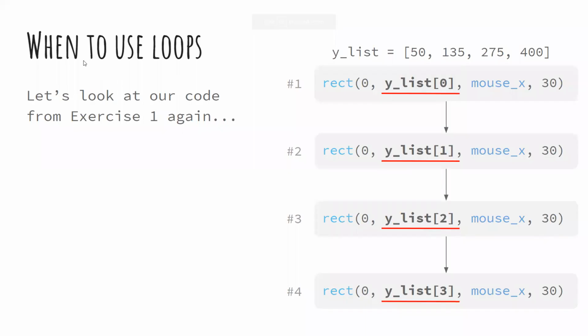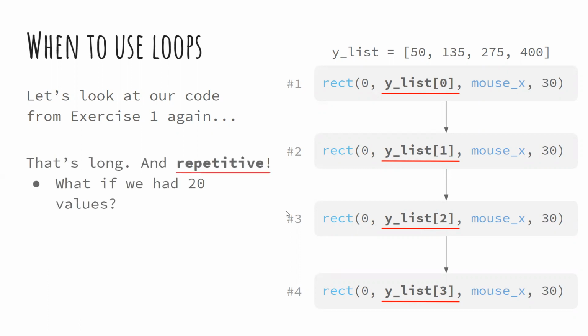Okay. So when do we need to use loops? Let's look at our code from exercise 1 again. So what we did over here, when we were entering the values, was y underscore list 0, y underscore list 1, y underscore list 2, and so on. Now, this is very repetitive code, and we don't want that to happen in our program. We want to make it more efficient. So what if we had 20 values? You'd have to write it 20 times, which we really don't want to do.